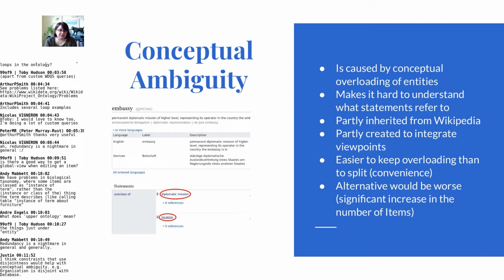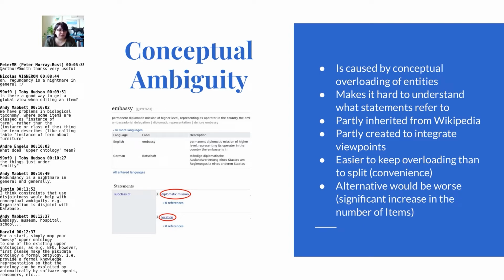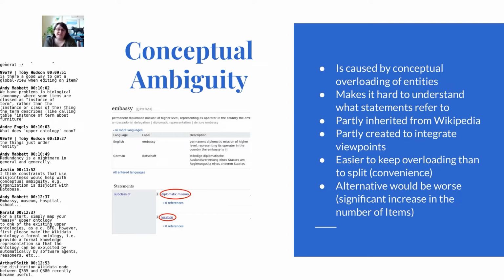We have quite a few cases in Wikidata where we have this conceptual ambiguity in items, and it's partially inherited from Wikipedia, where there would probably not be two different Wikipedia articles about this, but instead one Wikipedia article that covers both aspects. And yeah, Andy is saying this is the case for embassies, museums, hospitals, schools. It's basically everywhere. And sometimes it's just easier to keep overloading than to split for convenience. And maybe the alternative would be even worse, where you would significantly increase the number of items that we have and have to take care of.